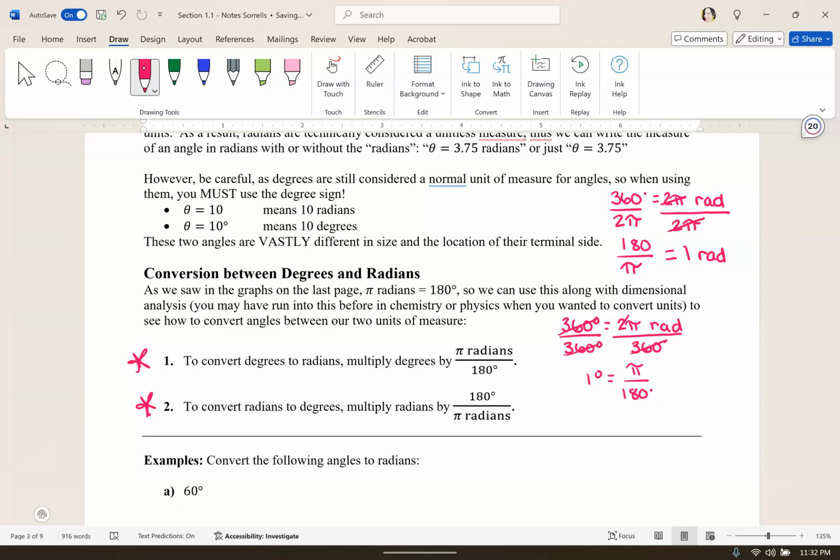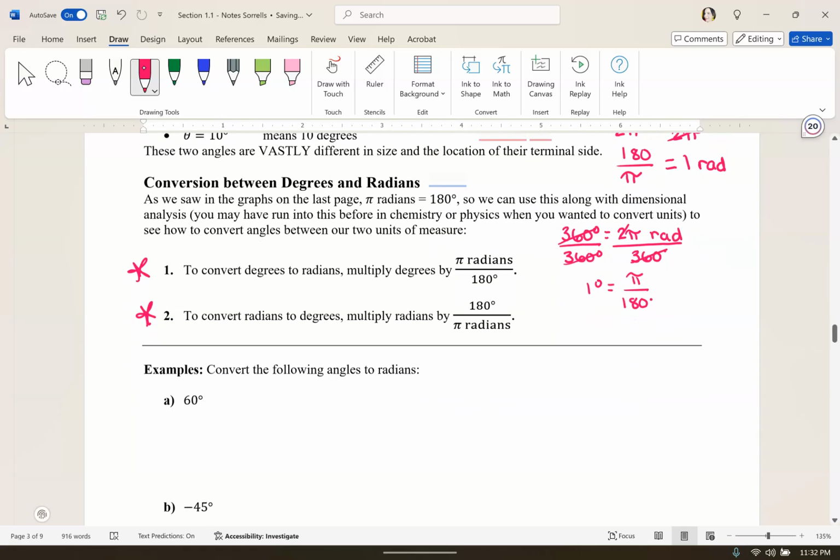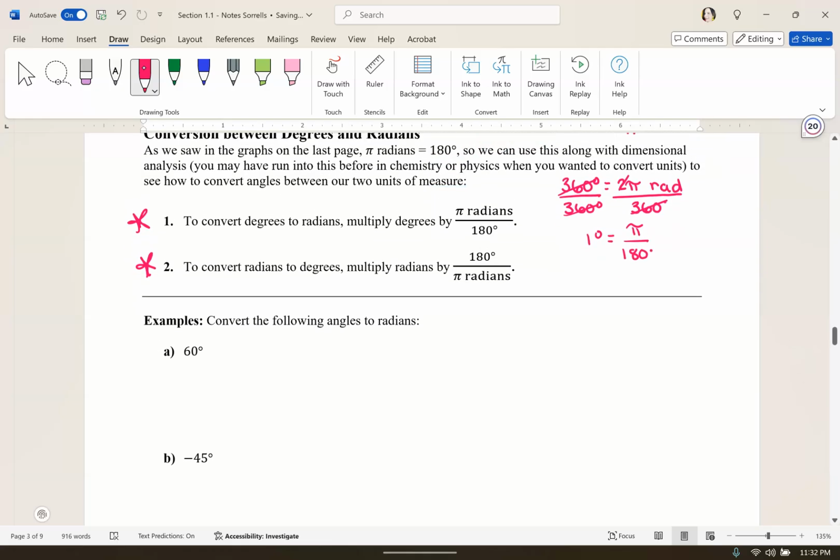So basically just think of it like this. If you're converting degrees to radians, then your degrees need to be on bottom. If you are converting radians to degrees, then radians need to be on bottom because we need to cancel out the correct units. So if you look at these examples, you can pause the video or go ahead and follow along.